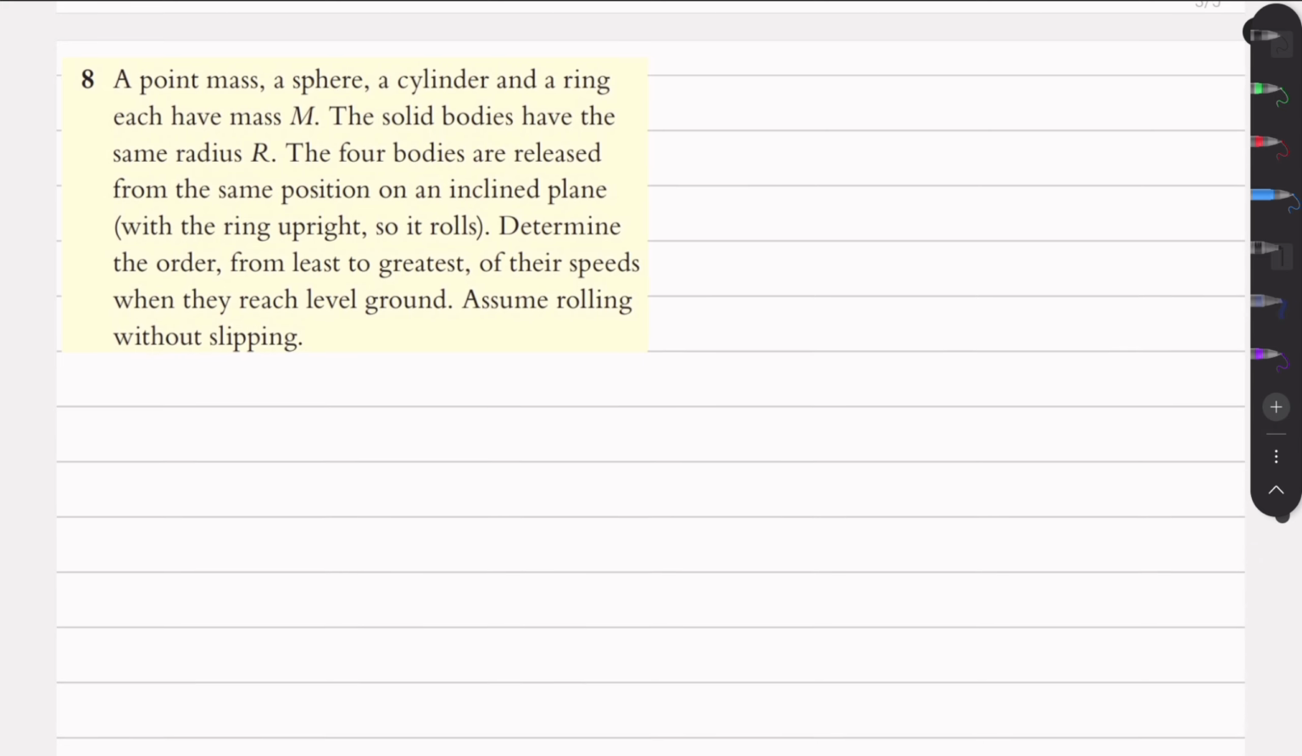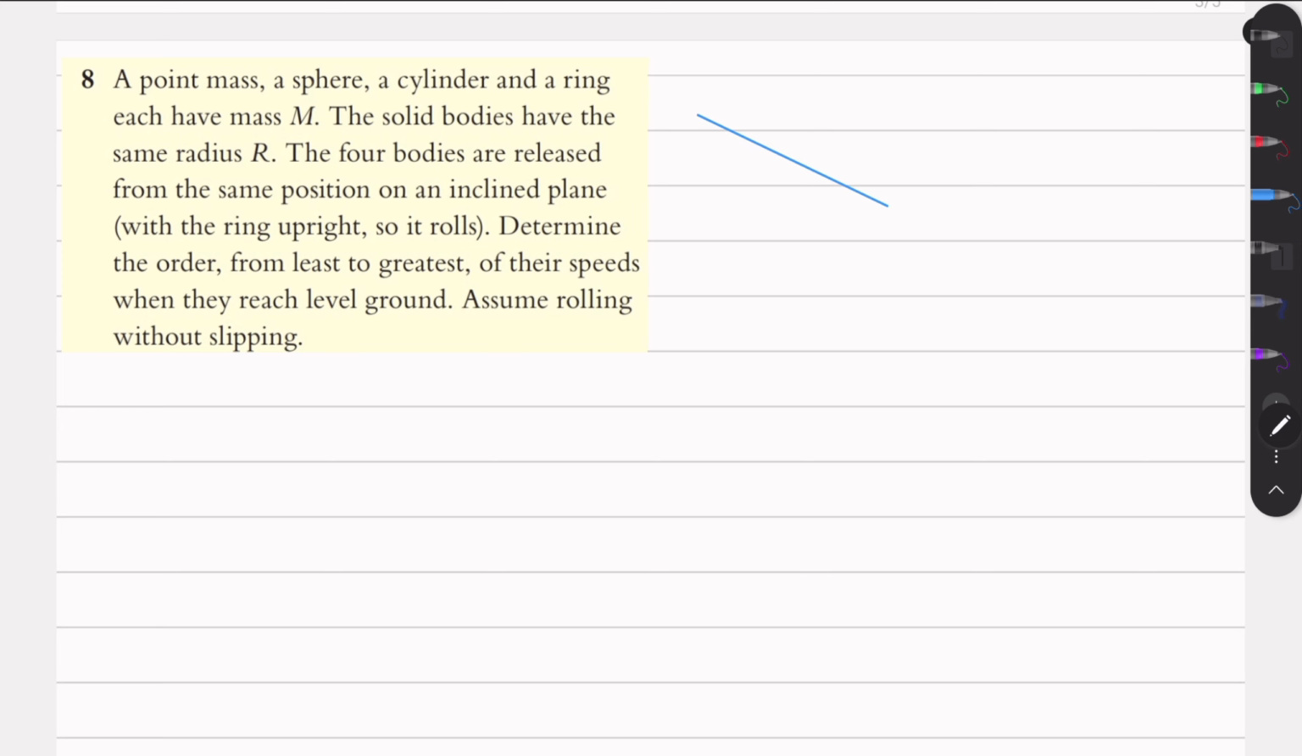All right, so here we have a slightly more conceptual question, I would say. It is unlikely that IB will ask us to do something like this, although it is still very important to be familiar with the theory, because some of these concepts could be tested on the exam. So here we're given a point mass, a sphere, a cylinder, and a ring having a mass m and the same radius r. The 4 bodies are released from the same position on an inclined plane.